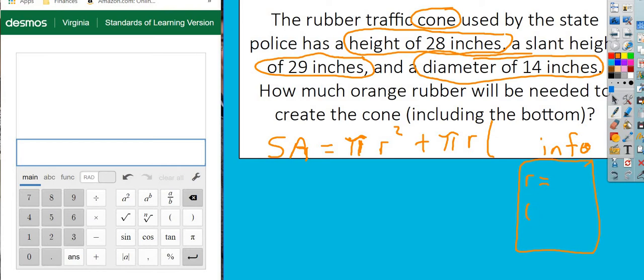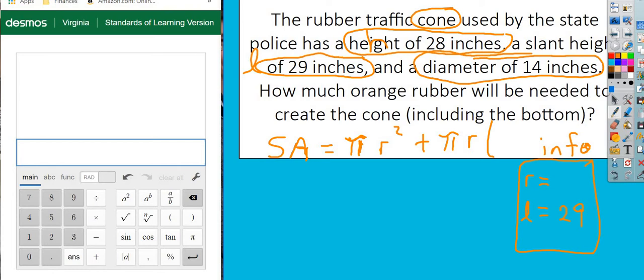Does it know what L is? And L is your slant height. Okay? So you have to remember the difference. H for height and then L for slant height. So your slant height is 29. We're going to go ahead and put that in.